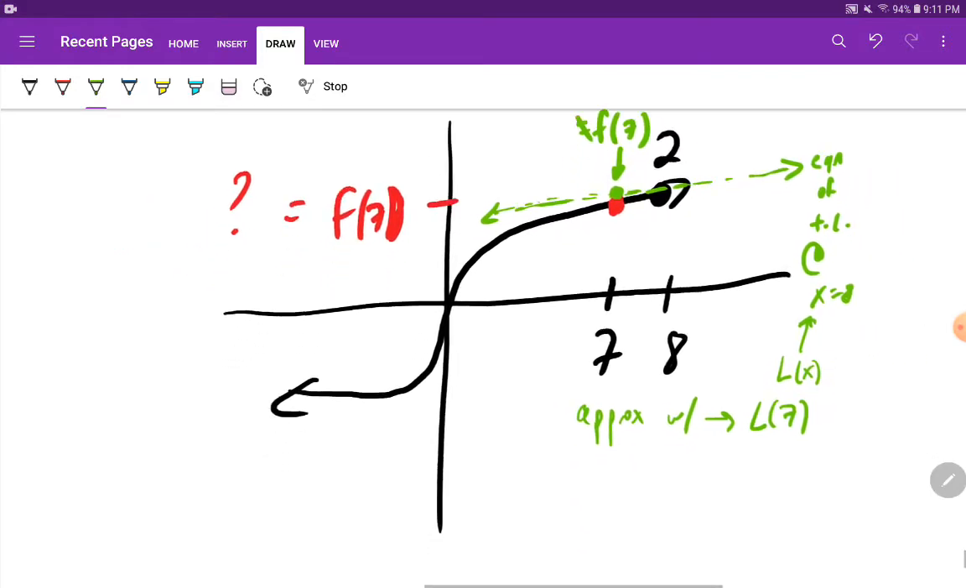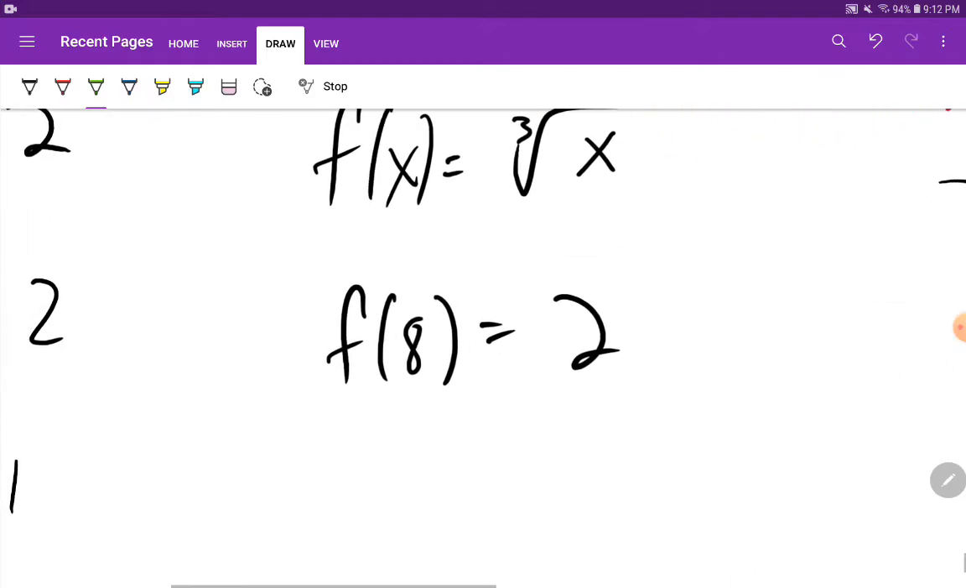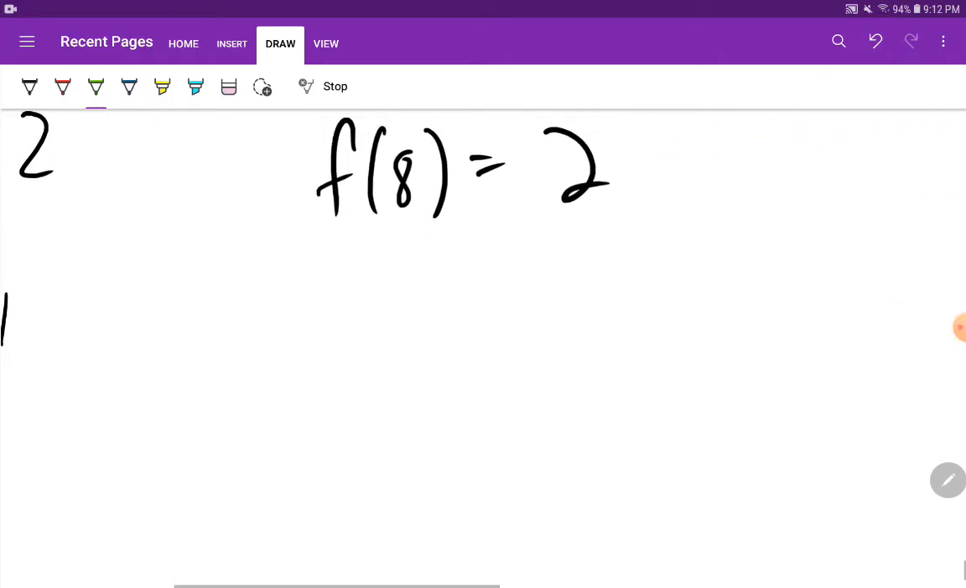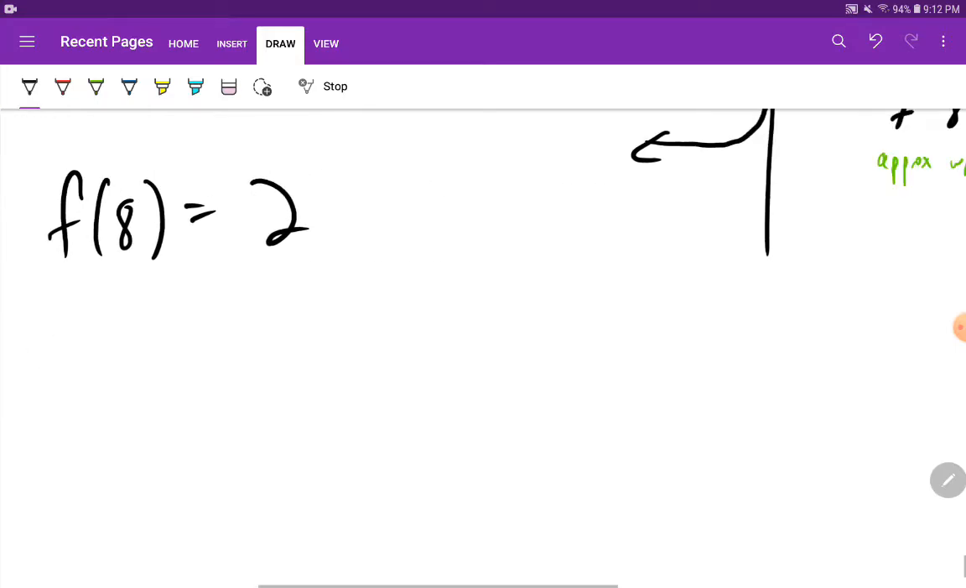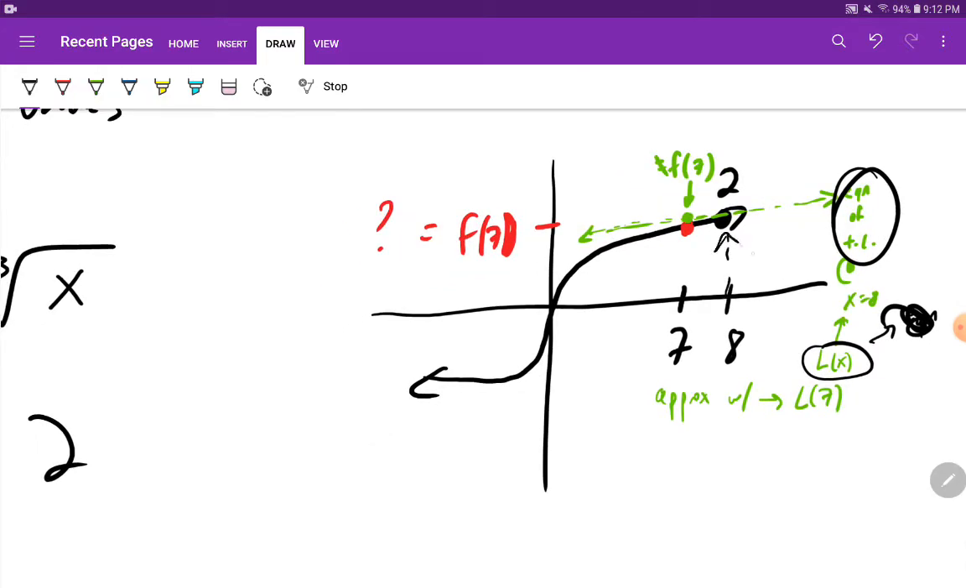Now, if you are curious, actually, you know what? No, we're just going to do this problem. So what did I say we needed? We needed the derivative at 8, right? Because we need L of x, the equation of the tangent line, at the point that we know. This is the known point. The red one is the one we don't know. All right, I hope that clears that up.